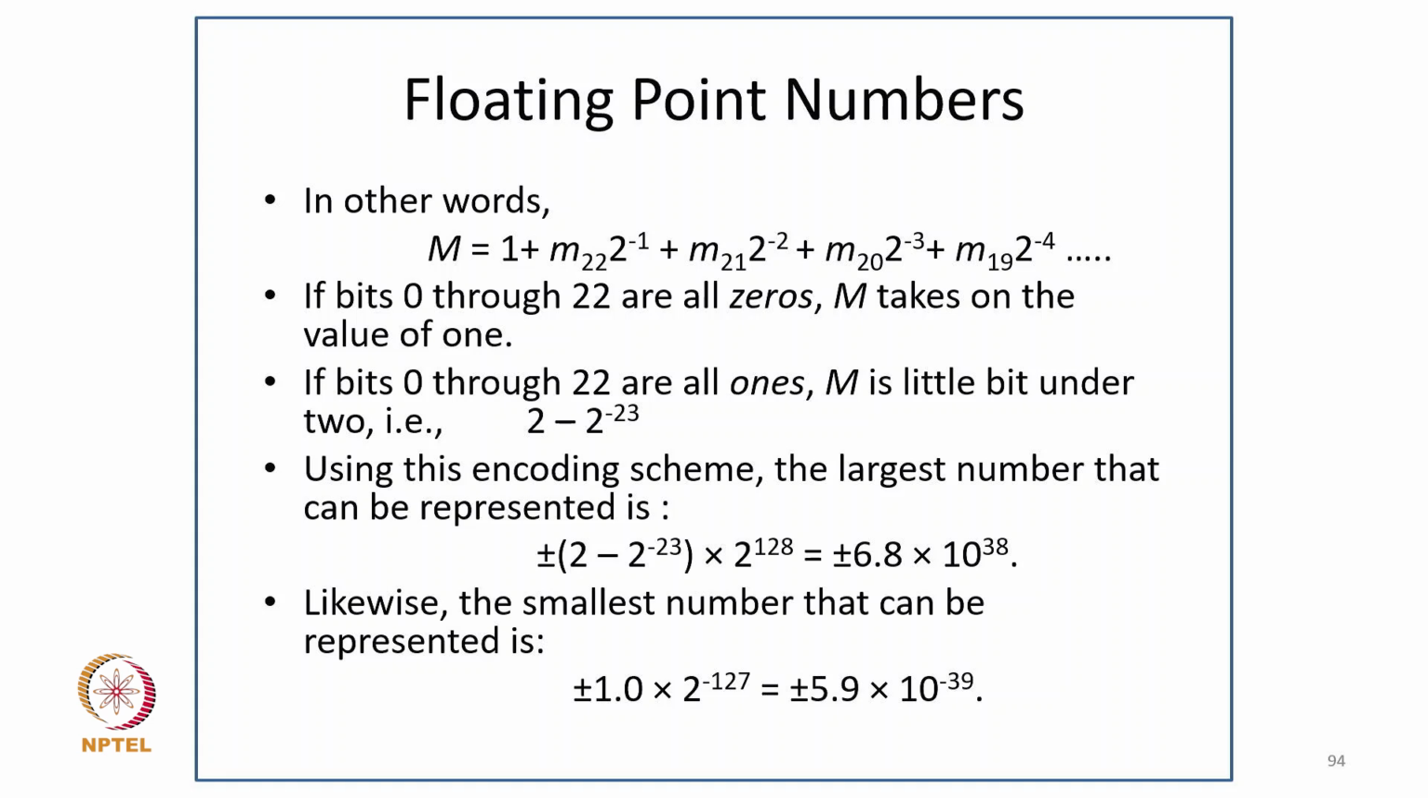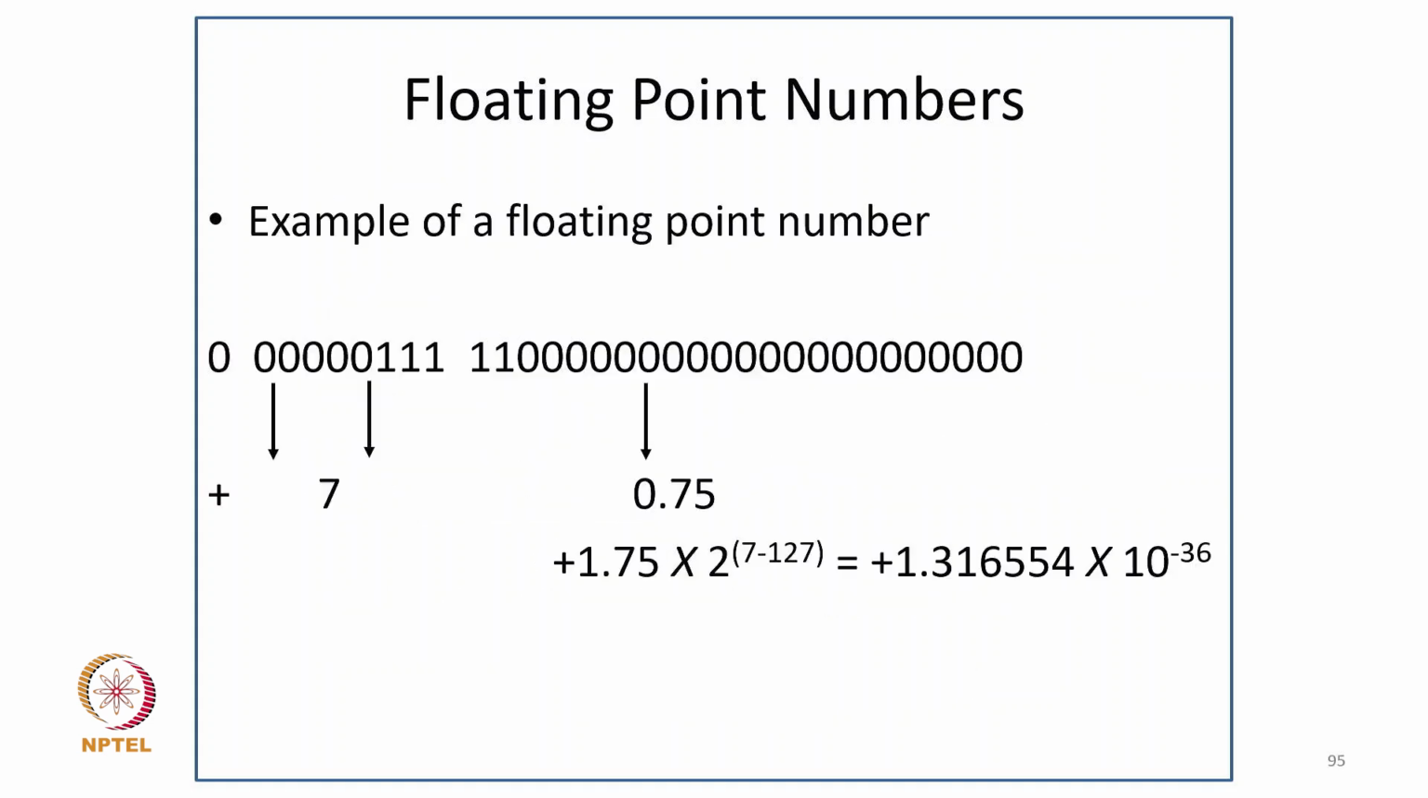And using this encoding scheme, the largest number that can be represented is plus or minus (2 minus 2 to the power minus 23) times 2 to the power 128, equal to plus or minus 6.8 times 10 to the power 38. Likewise, the smallest number that can be represented is plus or minus 1.0 times 2 to the power minus 127, equal to plus or minus 5.9 times 10 to the power minus 39.